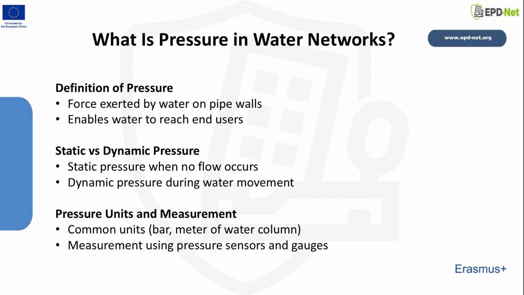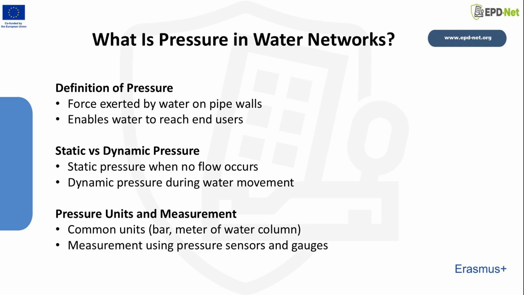Pressure in water networks refers to the force exerted by water on the walls of pipes and system components. This force is essential for transporting water through the network and ensuring that it reaches end users at an adequate level. Two main types of pressure are considered in water distribution systems. Static pressure occurs when there is no water movement, such as during periods of zero demand.